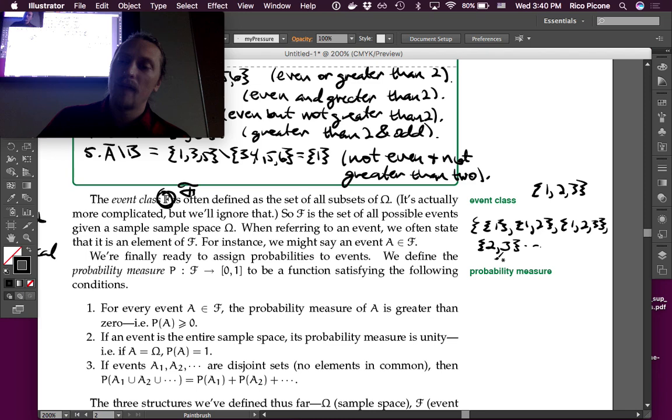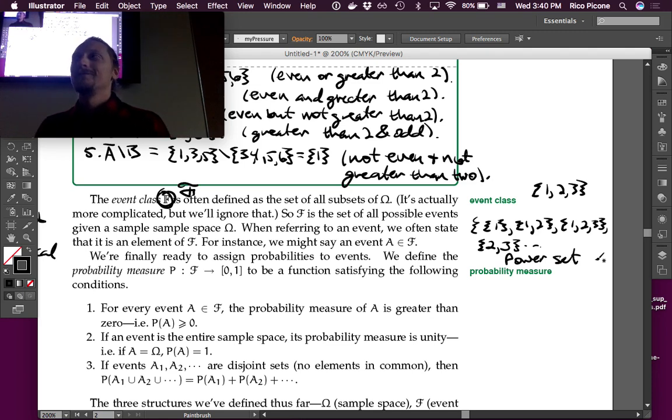It's also known as the power set, which is the set of all subsets of a set. Okay.